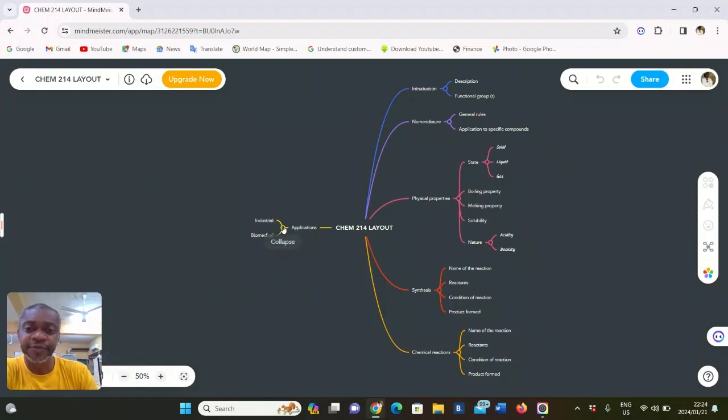Then finally, we'll be looking at applications. What are the industrial applications? What are the biomedical applications, or any other application that may be necessary for, or that may be applicable to that particular compound? It is important that you take note of this.